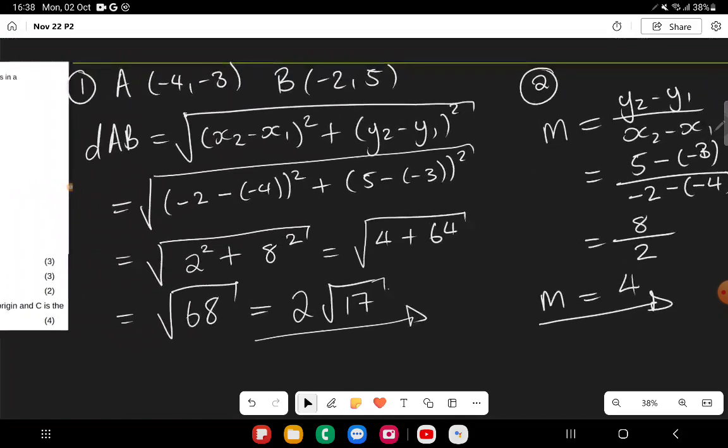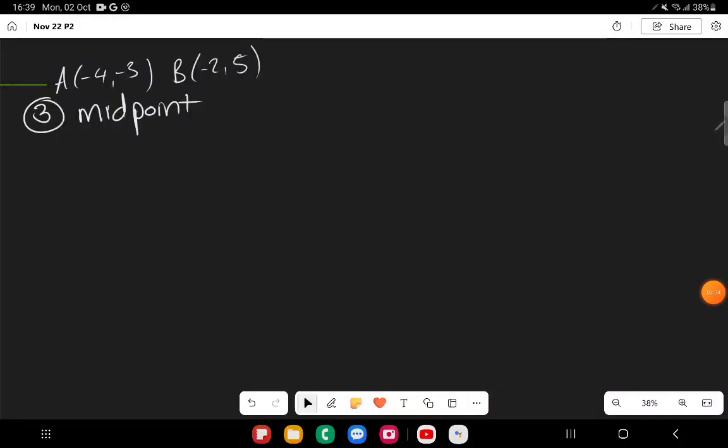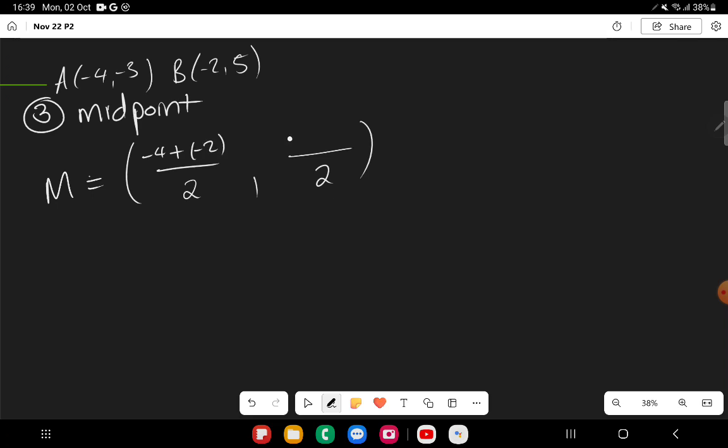Question number 3 is asking me for the midpoint. So I'll just read the question again. What's the midpoint of AB? Okay, I just wrote the coordinates on the top of the screen so we can use it. Our midpoint is going to be equal to, open bracket, x value, comma, y value, close bracket. For the x value, we're going to say x plus x divided by 2 and y plus y divided by 2. So x is -4 plus -2. On this side, it's going to be -3 plus 5.